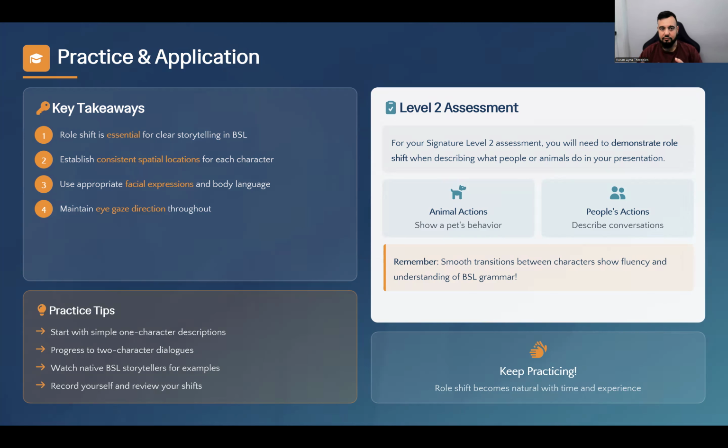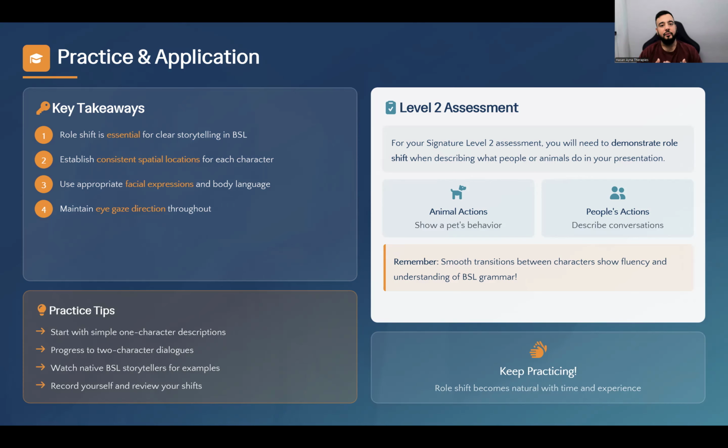Keep practicing with doing a one-person description. My friend told me. Progress that into two-character dialogue. And then progress into the storytelling of the dinner table example. Record yourself. See how your shifts take place. What shifts do you find easiest? Is your shifts looking too big or too small? Really assess this yourself.